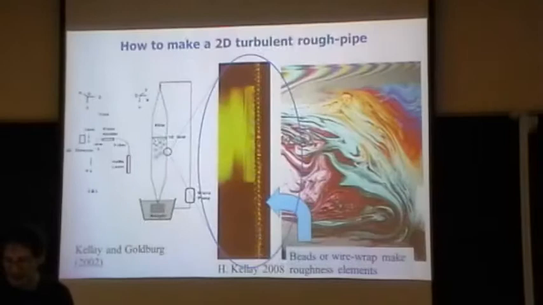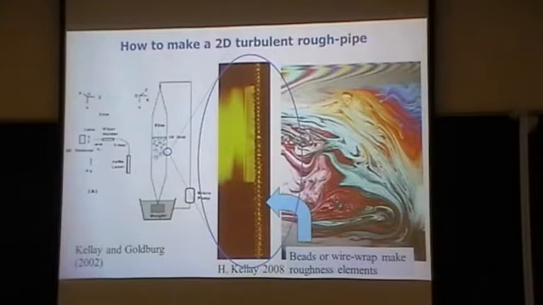So what I'm going to tell you about is how we try to test this theory. Since the friction factor supposedly depends upon the energy spectrum, I need a system where I can vary the energy spectrum. Two dimensions fits the bill, because there are two spectra that we can make there. How do we make two-dimensional turbulence?